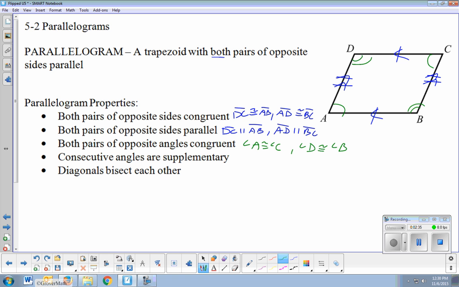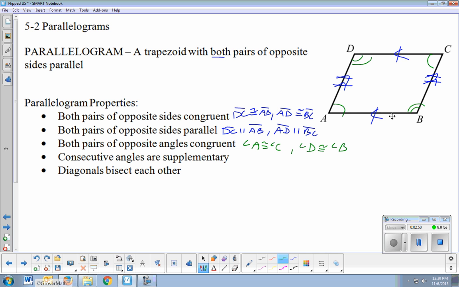And this is the kind of useful information that you're going to need to do a triangle proof. You could say the opposite sides are congruent if they happen to be the sides of the triangles you're proving, or opposite angles are congruent, or opposite sides are parallel, which might lead to alternate interior angles, all that type of stuff.